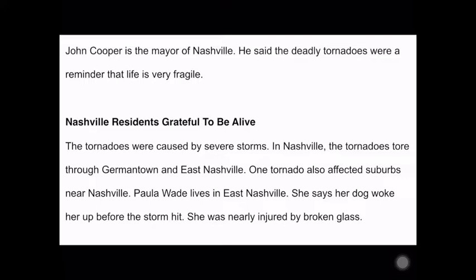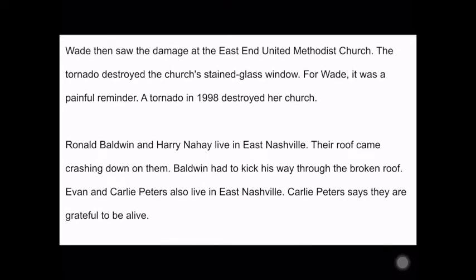Paula Wade lives in East Nashville. She said her dog woke her up from the storm when the storm hit. She was nearly injured by broken glass. Wade then saw the damage at the East End United Methodist Church. The tornado destroyed the church's stained glass window. For Wade, it was a painful reminder. A tornado in 1998 destroyed her church.